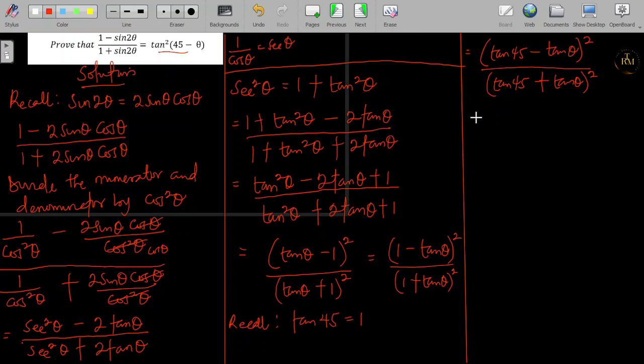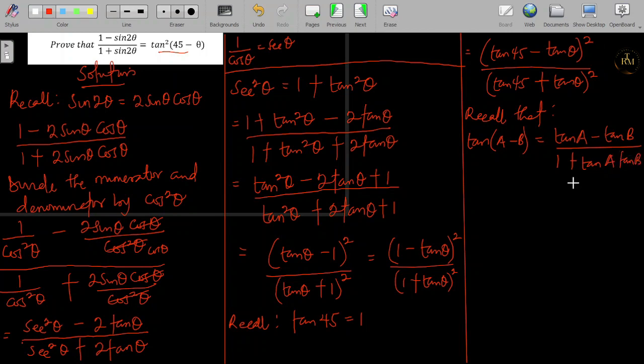Now, once I've done this, the next thing I'm going to do is recall a particular important theorem, or a particular addition formula for tan. That I know that tan A minus B equals tan A minus tan B divided by 1 plus tan A tan B. So that's what the identity tan A minus B is saying.